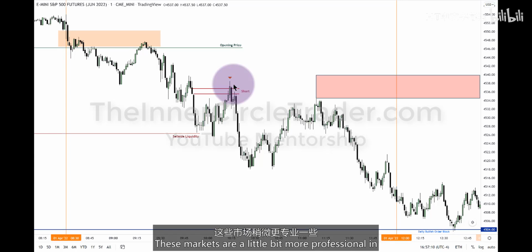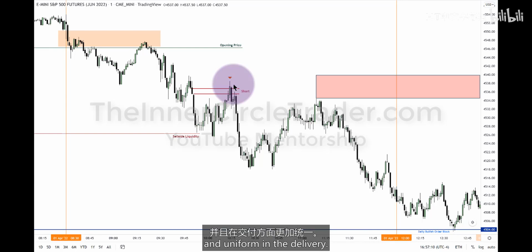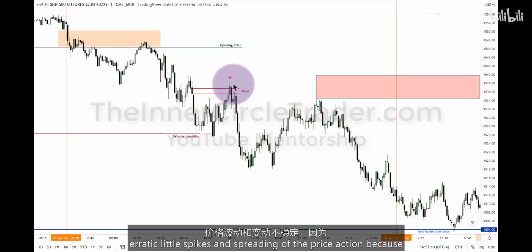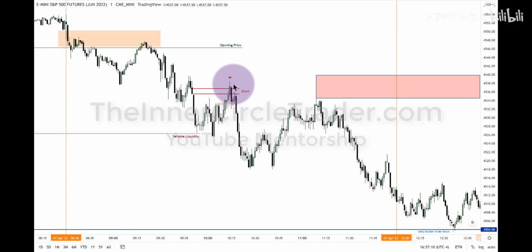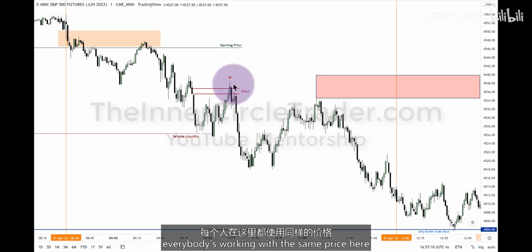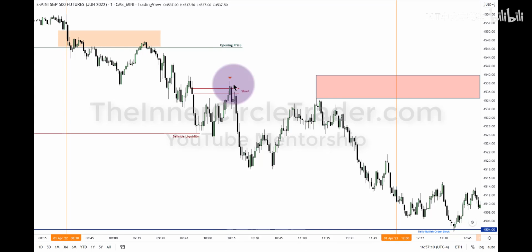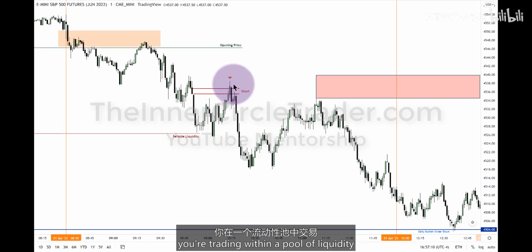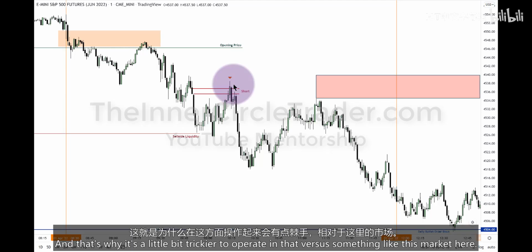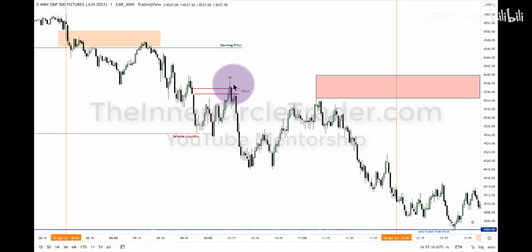It's not like Forex. These markets are a little bit more professional in the sense that they're much more precise and uniform in the delivery. You don't get these wild, erratic little spikes and spreading of the price action, because everybody's working with the same price here. Versus in Forex, you're trading within a pool of liquidity within your broker's in-house. And they have a little bit of luxury there where they can open that spread on you. And that's why it's a little bit trickier to operate in that versus something like this market here.